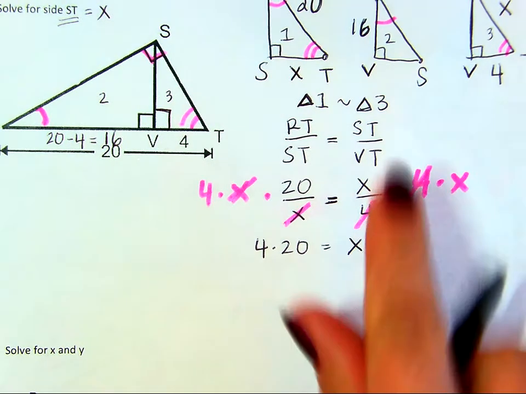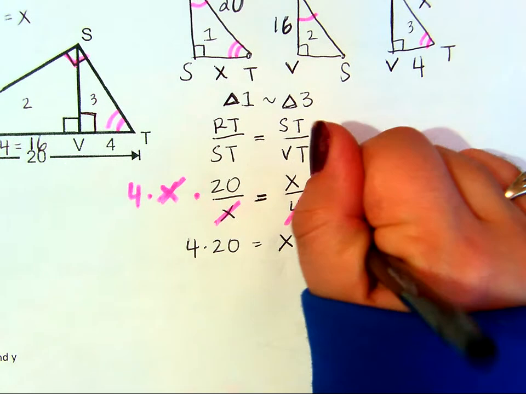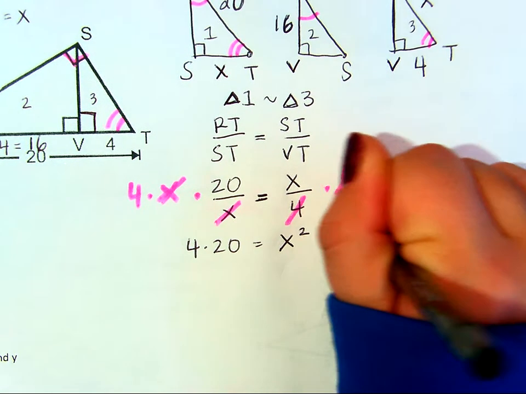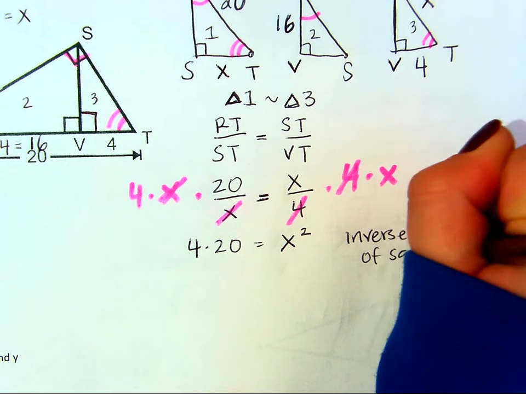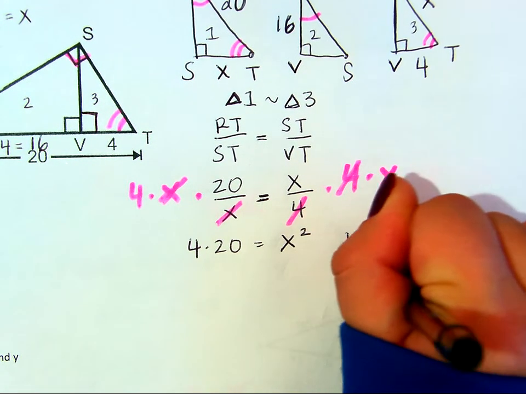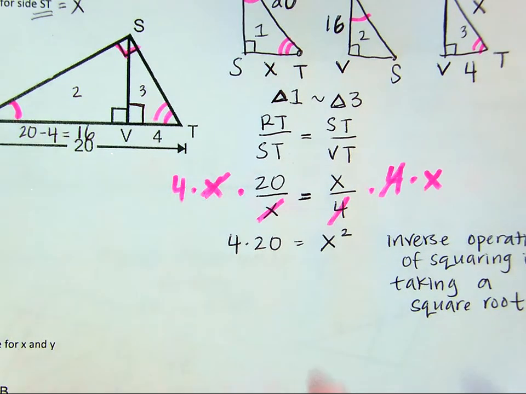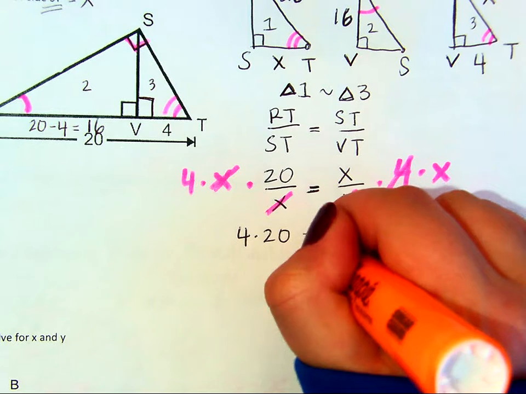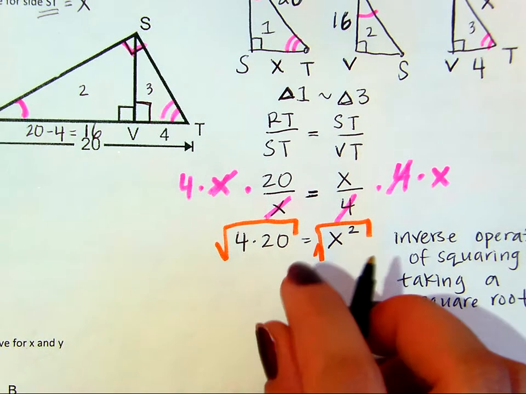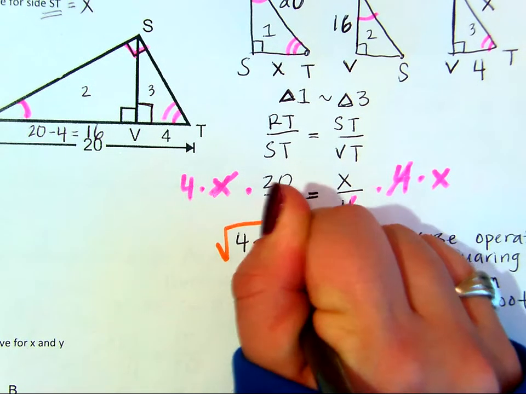Okay. So how do we undo a square? The inverse operation of squaring is taking a square root. So I'm not solving for x squared, I'm solving for x. So the only way I can get rid of that square is by taking a square root to both sides. Okay, so by taking a square root, I end up with x equals square root of 4 times 20.